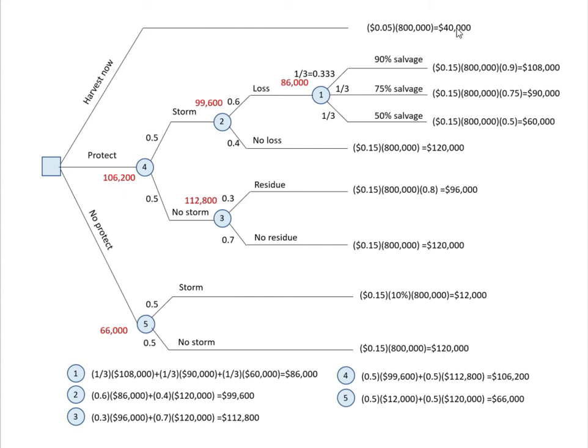Harvest now gives you $40,000 in profit. Protect gives you on average 106,200 as profit. If you do not protect, this is your profit. Apparently, this number is the largest, so that means he should choose to protect. That gives him the highest profit. And again, I'm going to move this number over here just to remind myself this is his expected profit under the best decision, and this is the complete analysis of the tree.